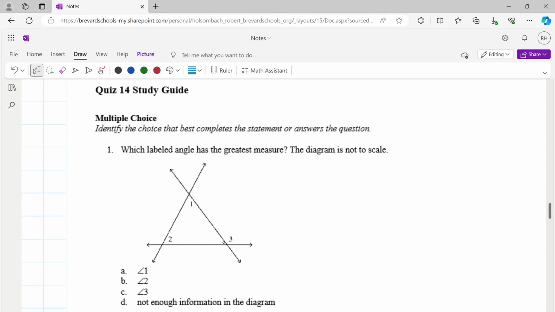We've only got 3 angles to look at here, and we talked about this week that this exterior angle is equal to the sum of its 2 remote interior angles. So if it's equal to the sum of angle 1 and angle 2, then it has to be greater than angle 1 and angle 2. So angle 3 is the largest, or I'm sorry, has the greatest measure.